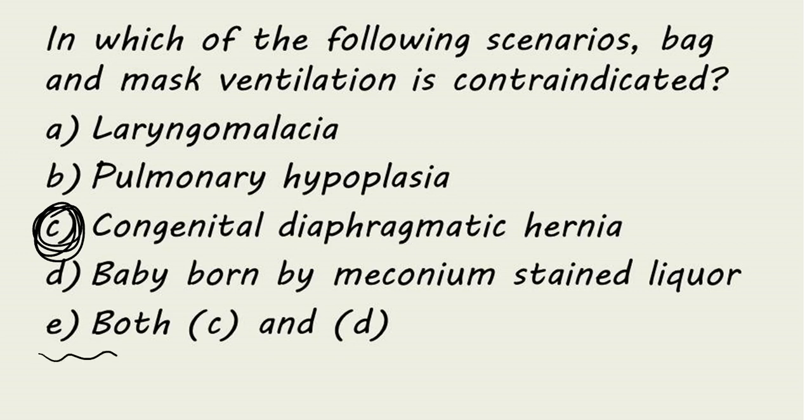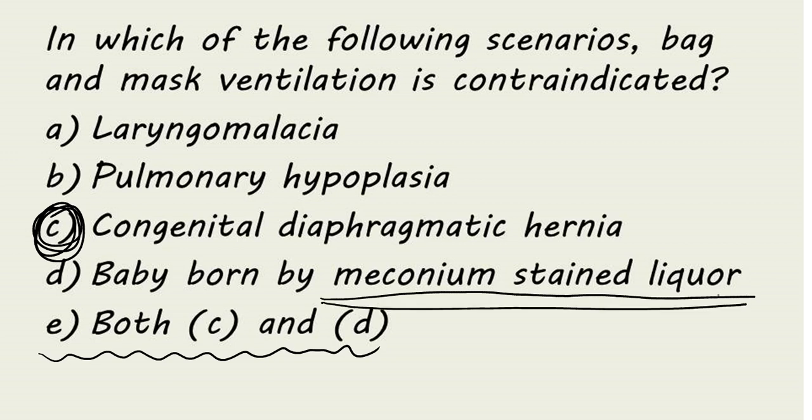Now you see the last option, both C and D. Now what is the D option? Baby born by meconium stain liquor. Remember previously, if a baby is born by meconium stain liquor and did not cry, we used to say that bag and mask ventilation is contraindicated. Now it is not a contraindication. Please make a note of it.